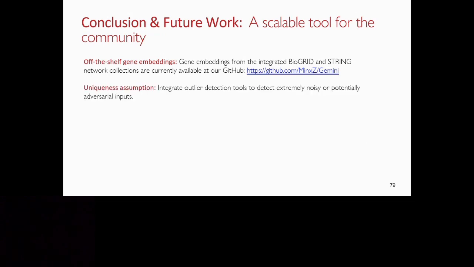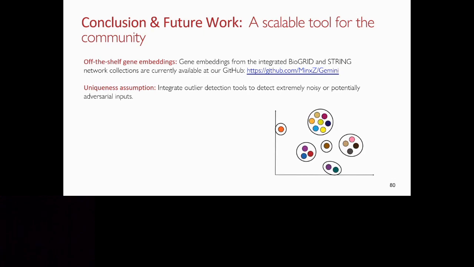In the future, we'd like to incorporate some outlier detection tools into Gemini so that we can detect extremely noisy or even potentially adversarial networks. As I mentioned in the talk, we think generally about uniqueness as a good thing that we can take advantage of, and that may be true in some cases. But perhaps the brown network in the center, although it is in its own cluster, is still somewhat near other things, and perhaps we should really remove this other network before we proceed with the integration.